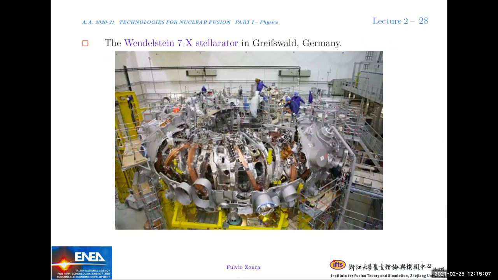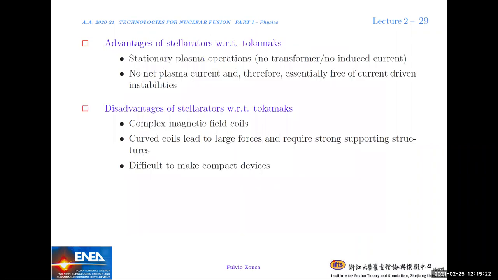You look, this is a real stellarator, Wendelstein 7-X, which has been constructed in Germany. And you can see that definitely the level of complexity of the system is quite remarkable. So a brief recap, advantages of stellarator with respect to tokamak: stationary plasma operation. By removing the transformer that serves to induce the plasma current, you have stationary operation.